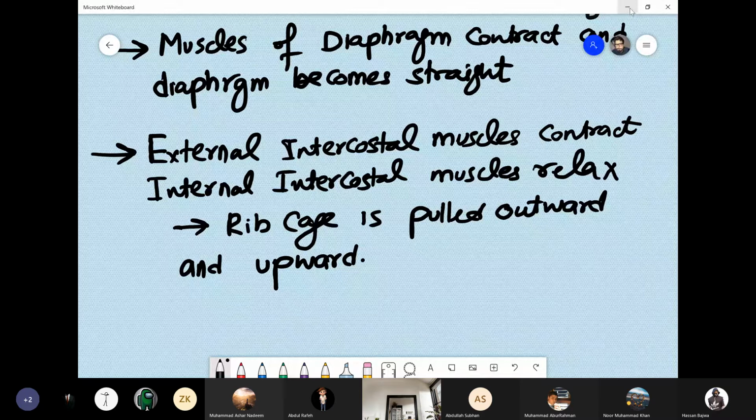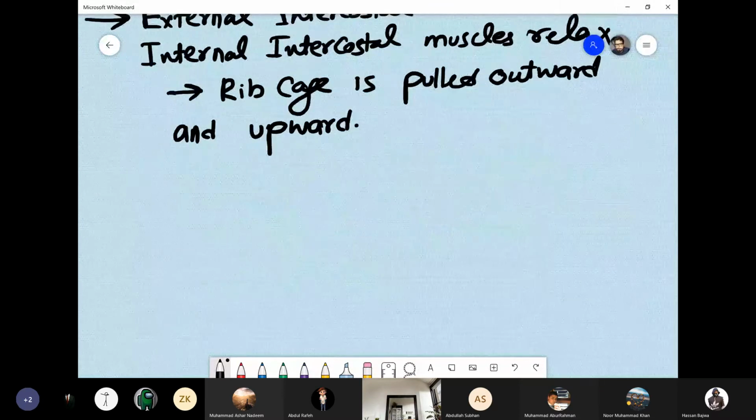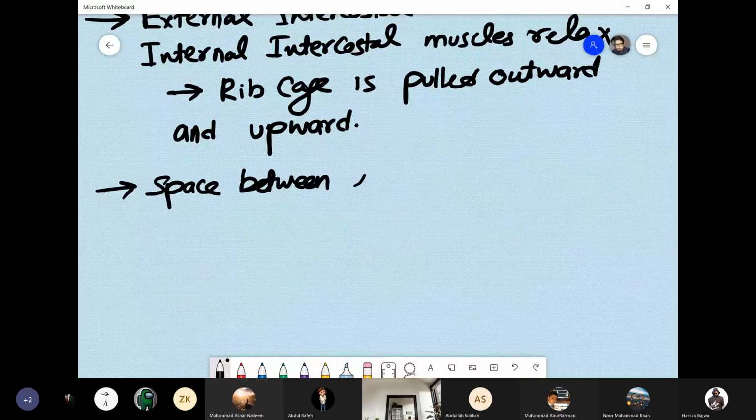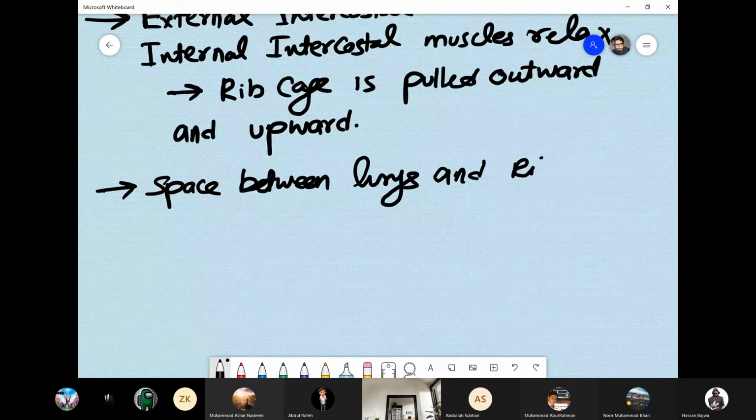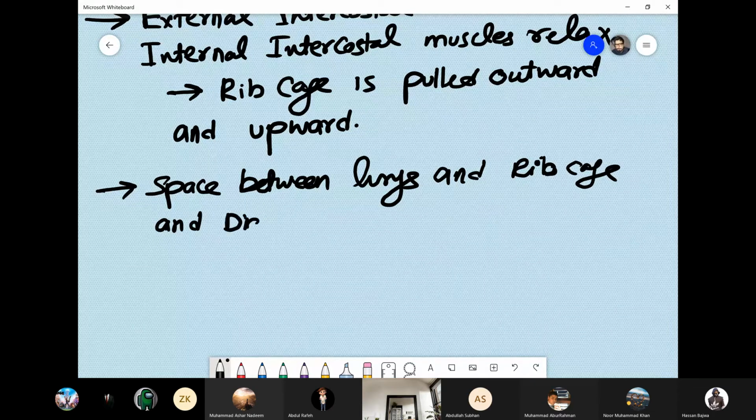So, boys, interesting thing. When the rib cage is pulled outward and upward, now what will happen? There will be space between the lungs and the rib cage, and the diaphragm. Now, because of this, what will happen? Low pressure will develop inside the lungs.